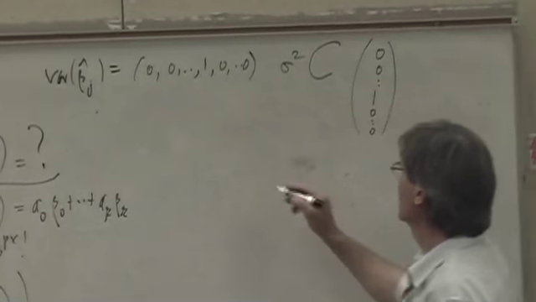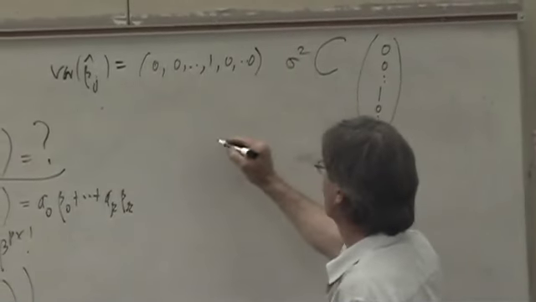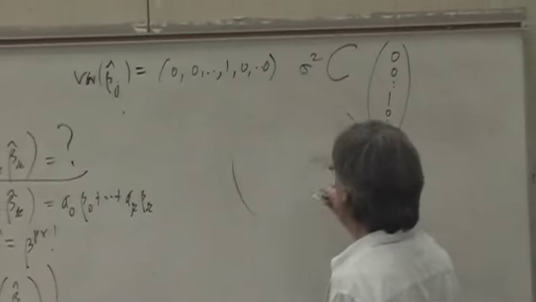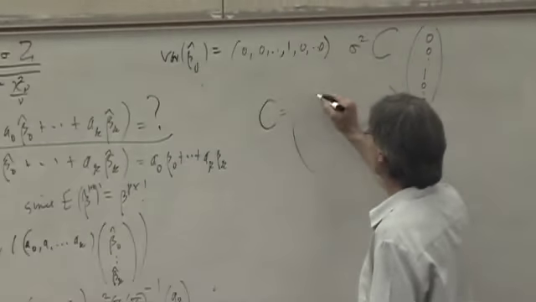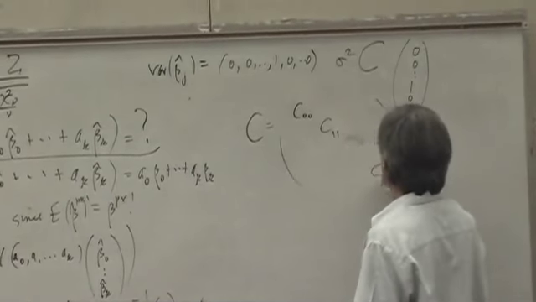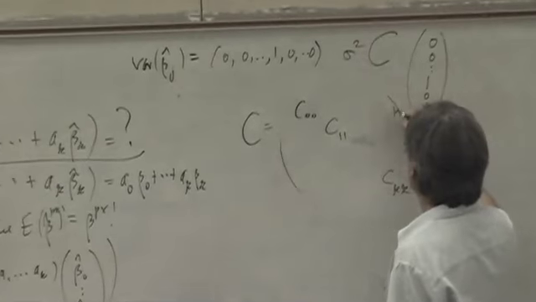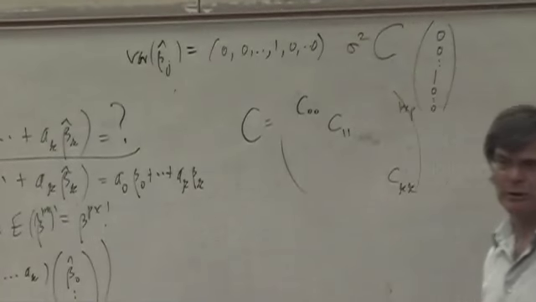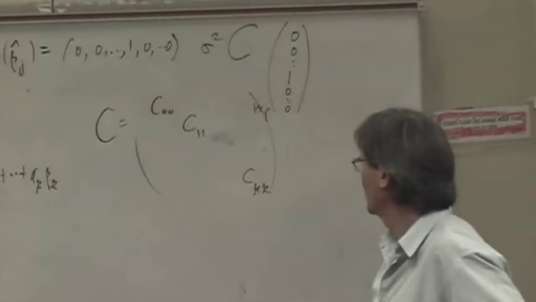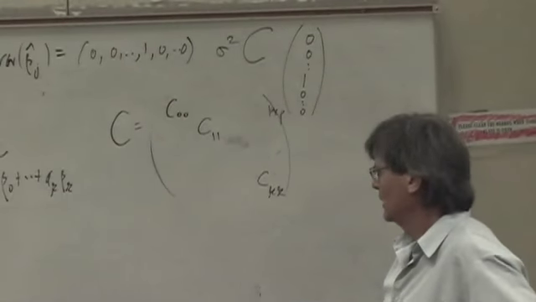And then what we're calling the diagonal elements of C, the way it's done is it's going to be C00, C11, down to CKK, because this is a P by P matrix where P is K plus 1. So that's the way we're calling it. So the diagonal elements are C00, C11 down to CKK.